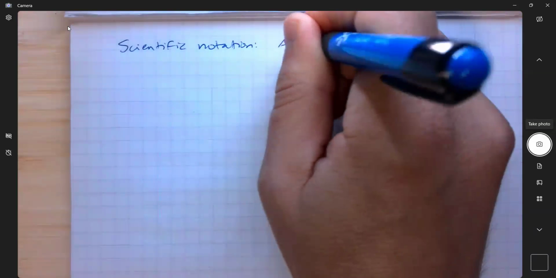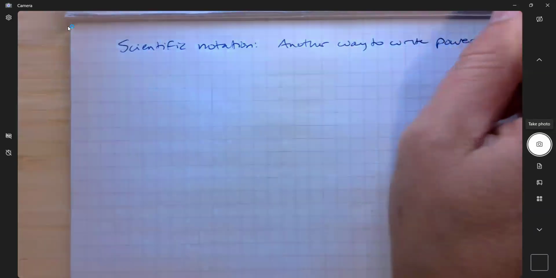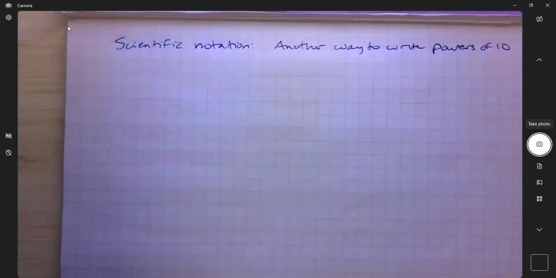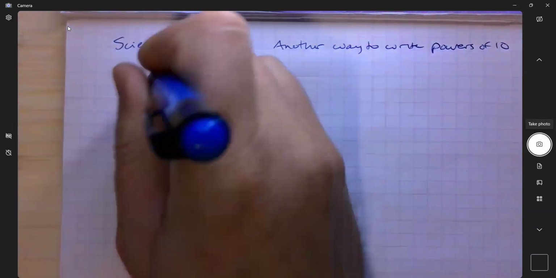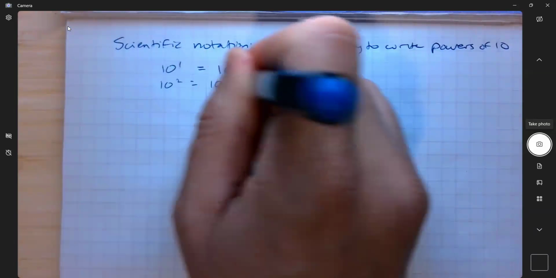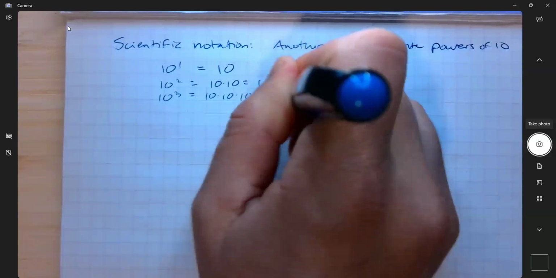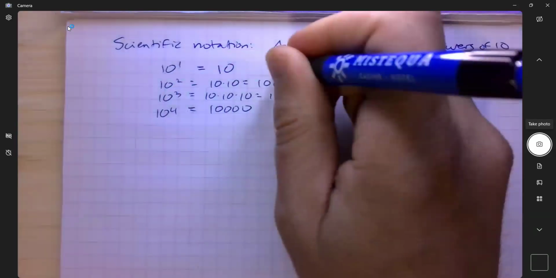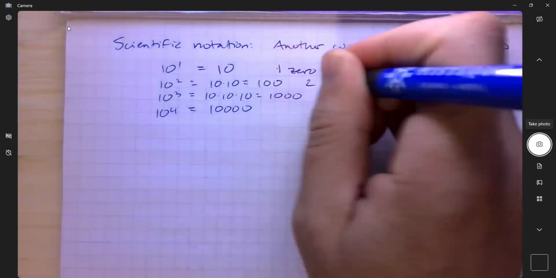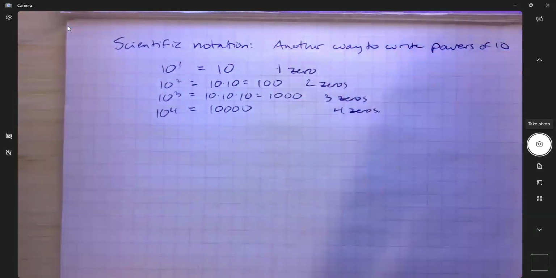Which is another way to write powers of 10. So let's just review our powers of 10. 10 to the first, well, that's 10, because that just means 10 with no multiplication. 10 squared, 10 times 10 is 100. 10 cubed, 10 times 10 times 10 is 1,000. 10 to the fourth is 10,000. And notice there's 1 zero, 2 zeros, 3 zeros, 4 zeros.